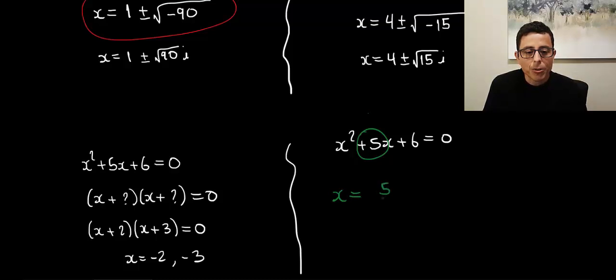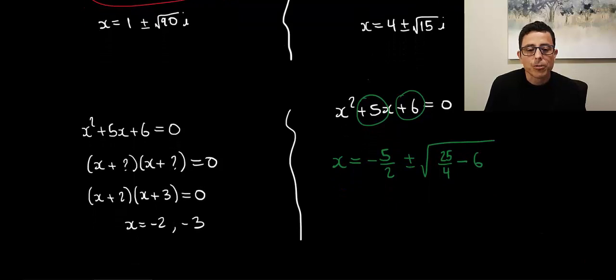So here's the solution. It's 5/2, because divided by 2, opposite, so it's going to be -5/2, plus or minus the square root. Now what do we put inside the square root? We square this number, which is 25/4, minus the coefficient c, which is 6. And these are the two solutions. Now, it requires a little bit of simplification, so you can get the -2 and -3 here.